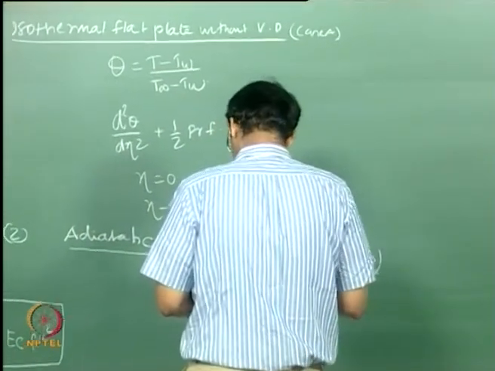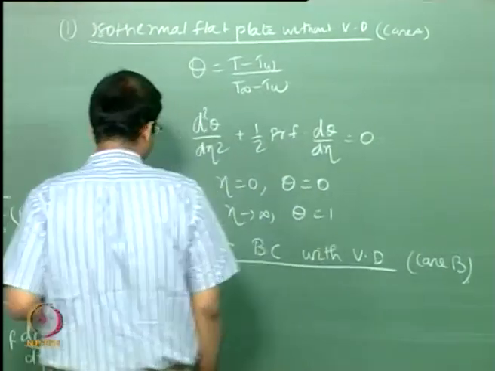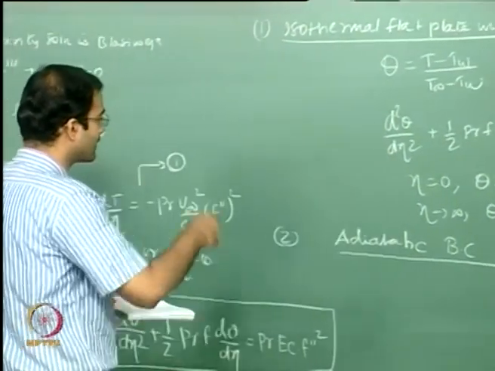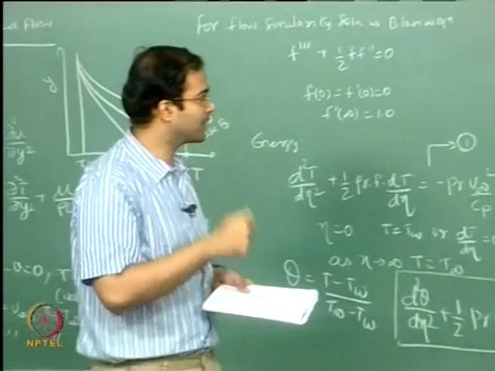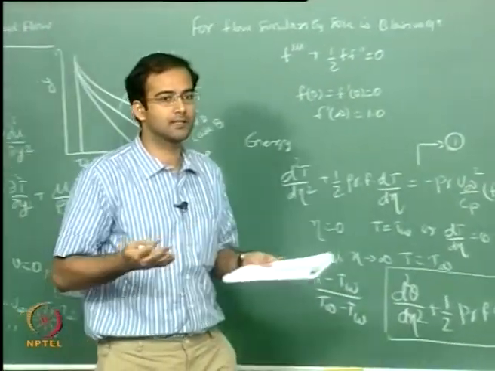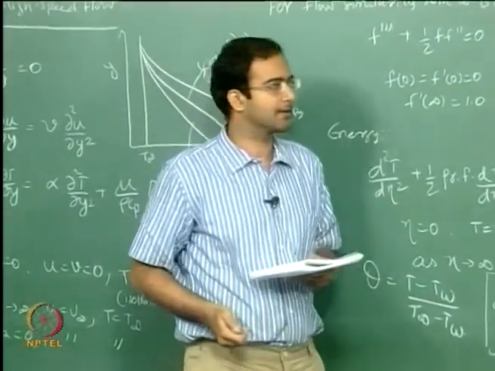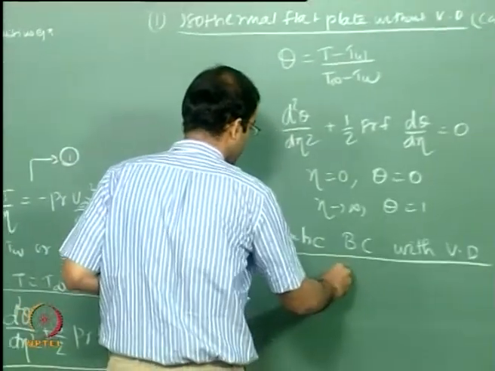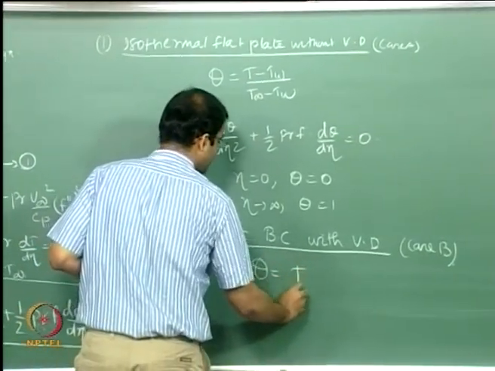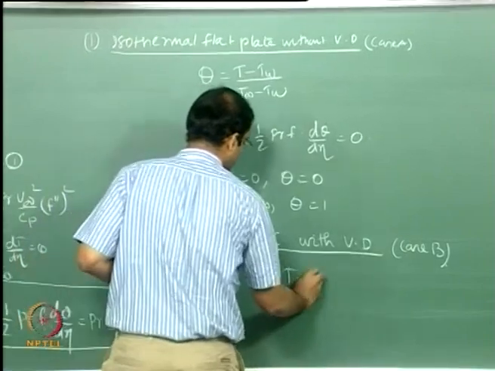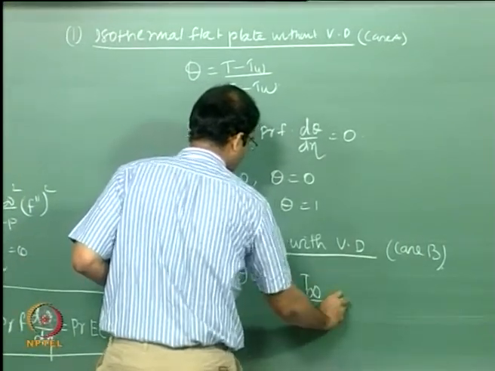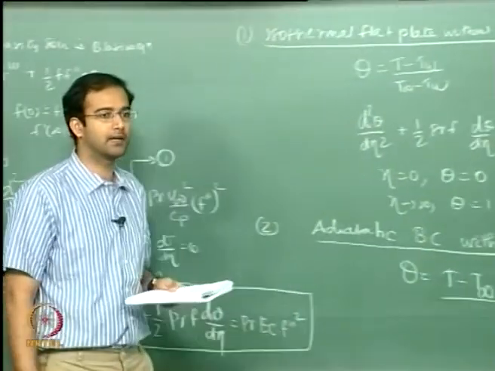Alright, so coming to the second problem, how are we going to define theta here? Because we don't have anything like a fixed wall temperature. So the first question is, I can define something like T minus T infinity, but the denominator is a problem. I don't have any T wall.